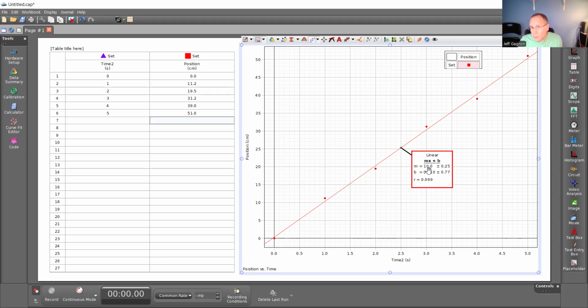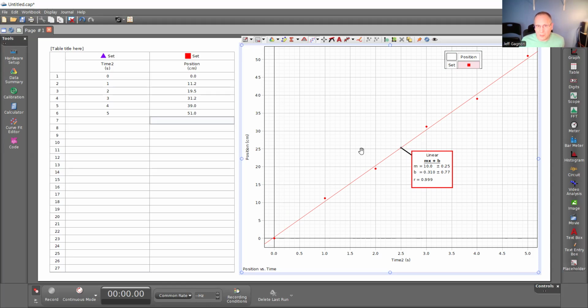And in many labs, we will want to record that slope value. They also give you the y-intercept, right? The b, and then the correlation coefficient. So it's a good fit, right? It's a really high correlation coefficient. It's nearly 1.